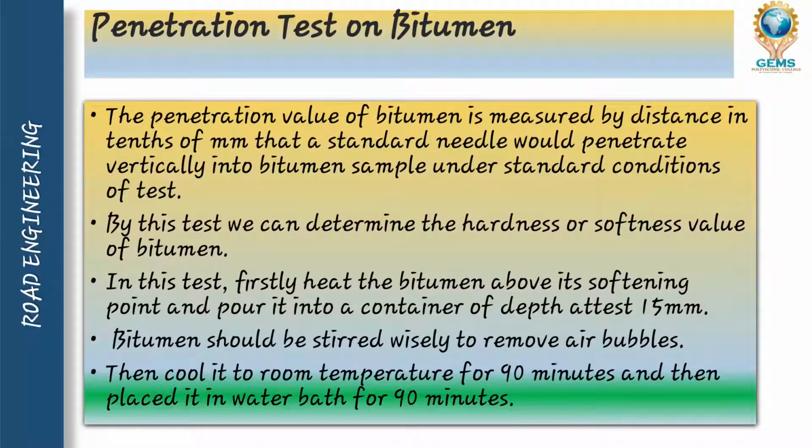In this test, first heat the bitumen above its softening point and pour it into a container with a depth of at least 15 mm. The bitumen should be stirred carefully to remove the air bubbles. Then cool it at room temperature for 90 minutes and then place it in water for 90 minutes.